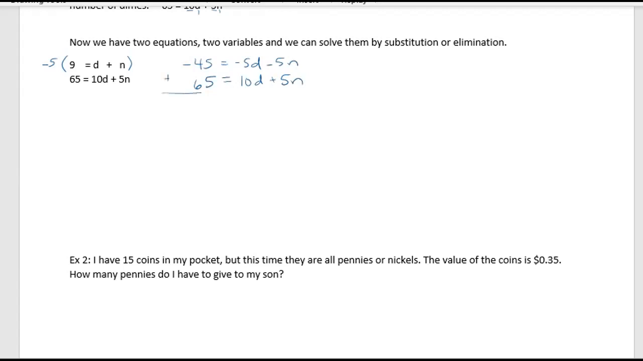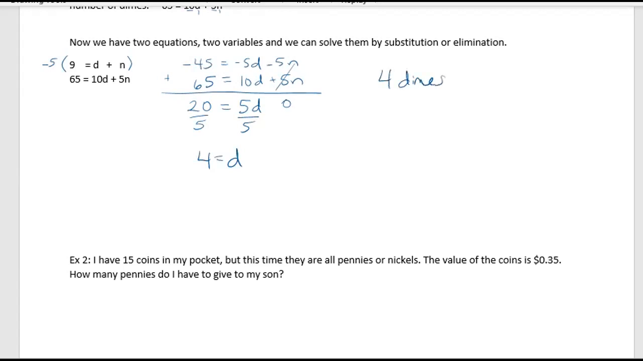I'm going to add these 2 equations. So my -5N and my +5N, that makes 0. My -5D and my positive 10D is going to give me a +5D. And then my -45 and my +65 gives me 20. So now this one looks much better. 20 equals 5D. I'm just going to divide by 5. So I have 4 is equal to D. That is the number of dimes I have in my pocket. So I have 4 dimes.